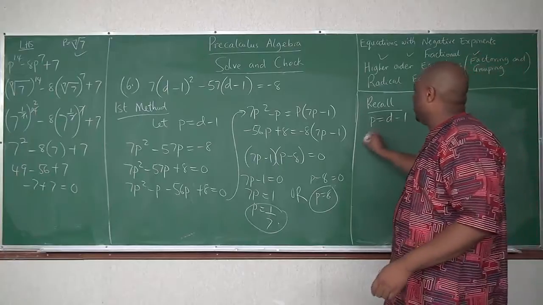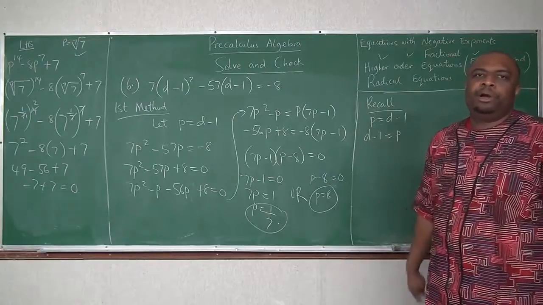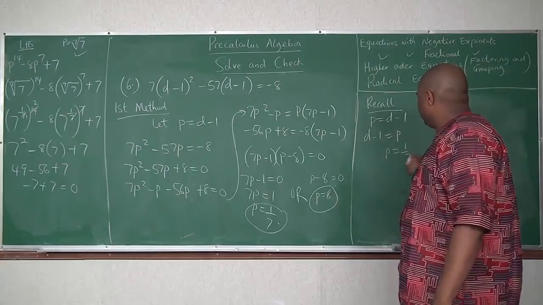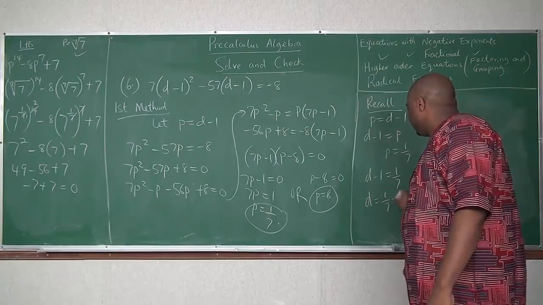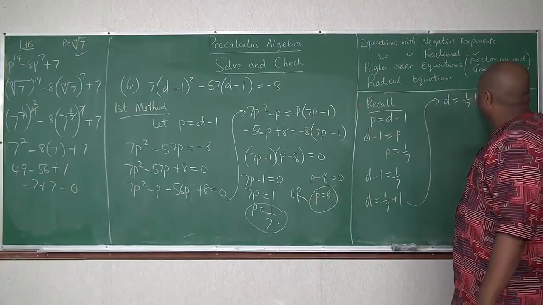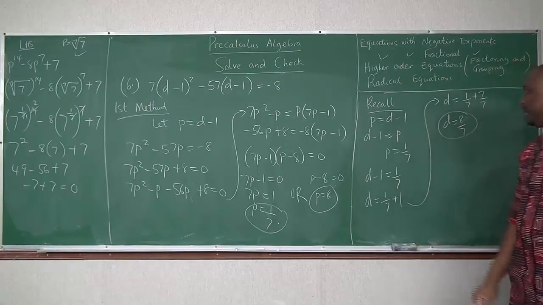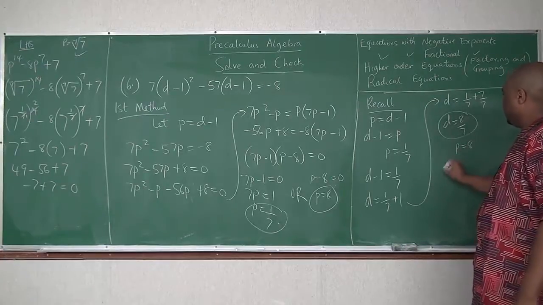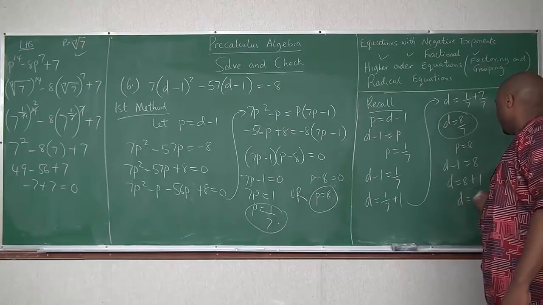Okay, so. Okay, P is D minus 1. So, D minus 1 is P because we want to find D. So we put the variable on the left hand side. Now, when P is 1 over 7, we have that D minus 1 is 1 over 7. So D will be 1 over 7 plus 1. So D will be 1 over 7 plus 7 over 7. And D will be 8 over 7. Okay? Then the next one, when P is 8, D minus 1 is 8. And D will be 8 plus 1, and D will be 9.